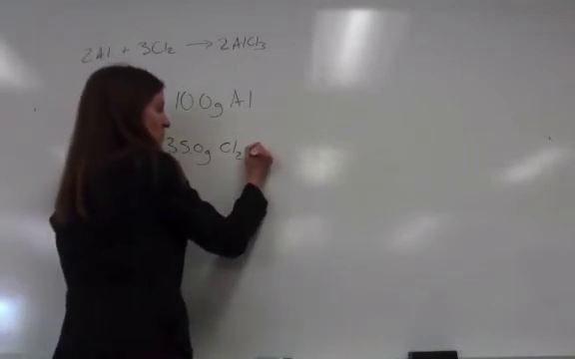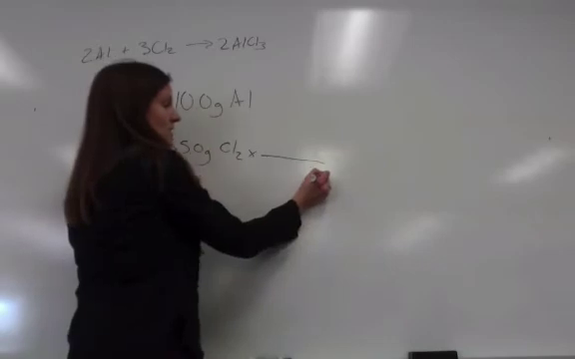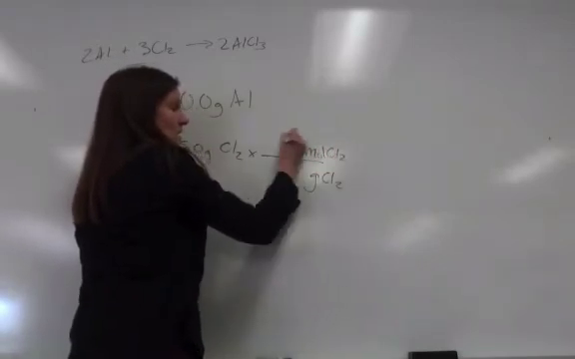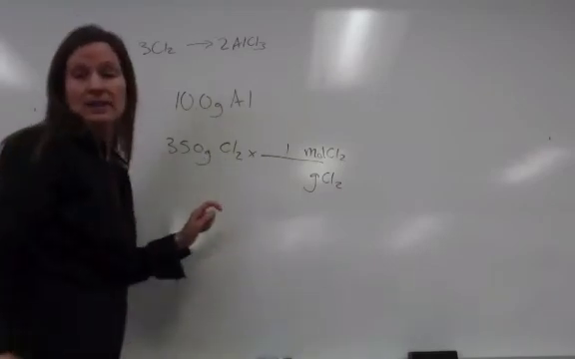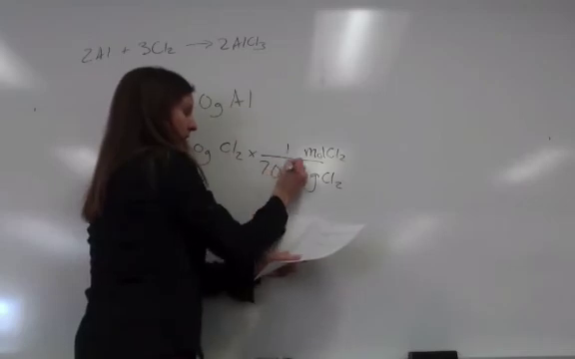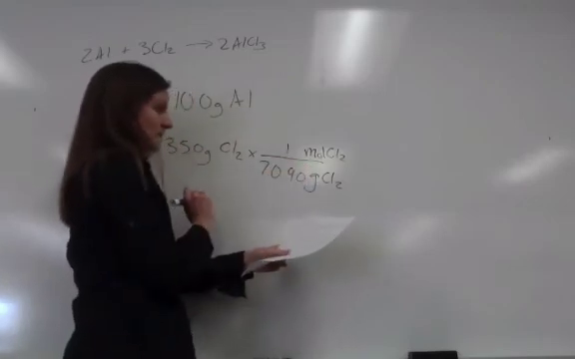So how do I convert to moles? Well, you've got grams here, grams to moles of chlorine to start with. The molar mass of chlorine is 70.9 grams.